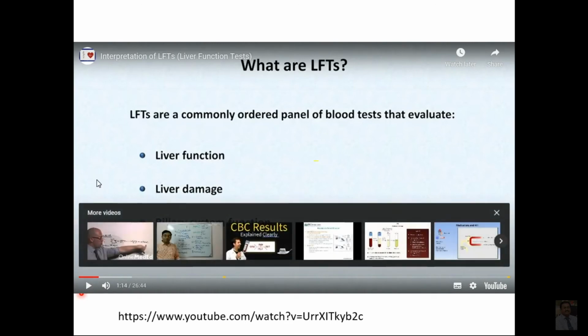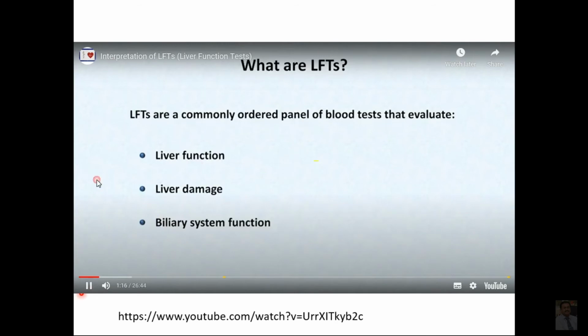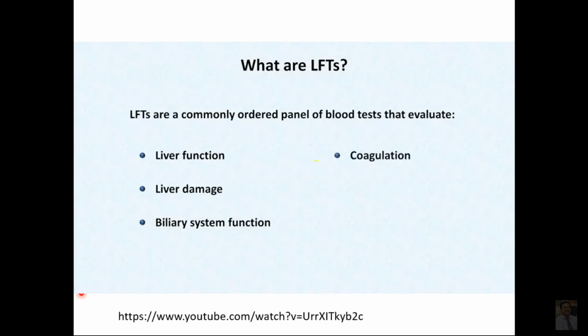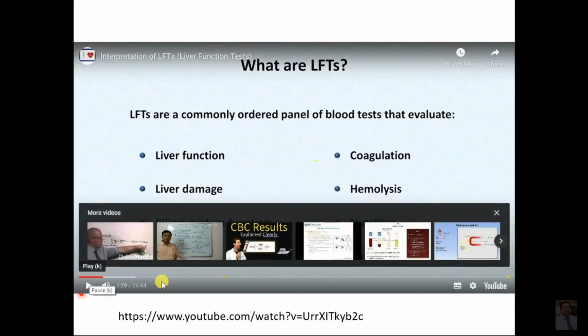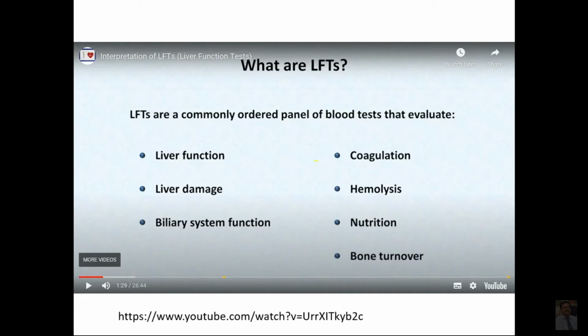So with this, one more thing is there, that is liver function. And LFTs evaluate liver damage and aspects of physiology outside of the hepatobiliary system altogether. For example, they provide some insight into coagulation, hemolysis, nutrition, and bone turnover, among many other conditions. So these are the additional parameters also there. You can see here the coagulation, hemolysis, nutrition, bone turnover. All these parameters will play a role in the liver function, and this may interfere with the LFT also.